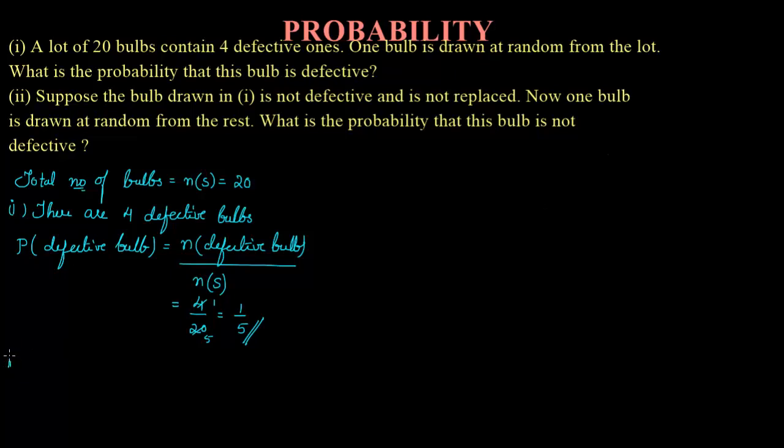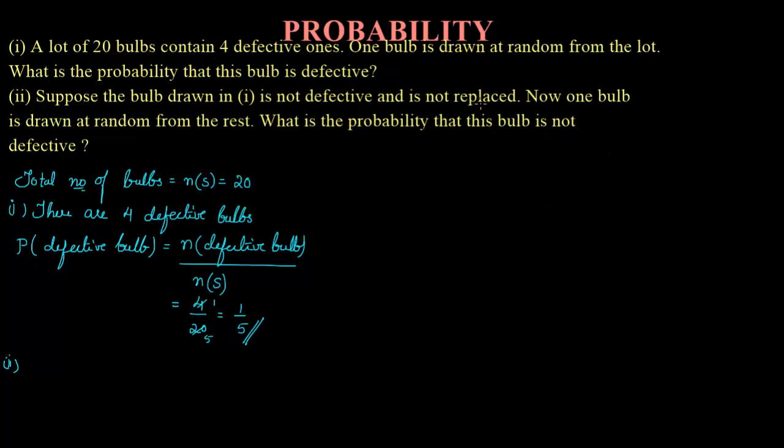Now part 2 of this question. Suppose the bulb drawn in part 1 of the question is not defective. So they are saying that the bulb that have been taken out from the lot is not defective. Okay, so it is a good one actually, and not replaced. So whatever the bulb they have taken from the lot in the part 1 of the question, that have not been kept outside, that have not kept it back in the lot.